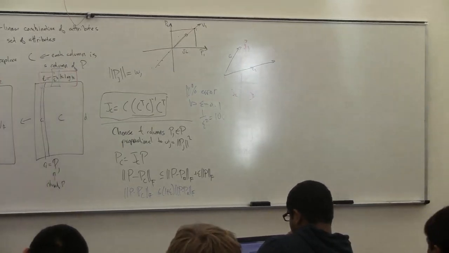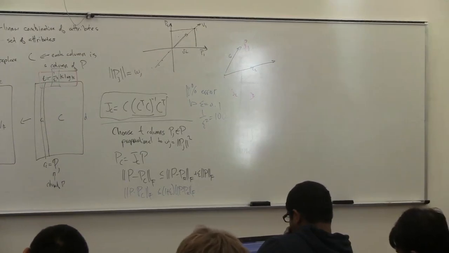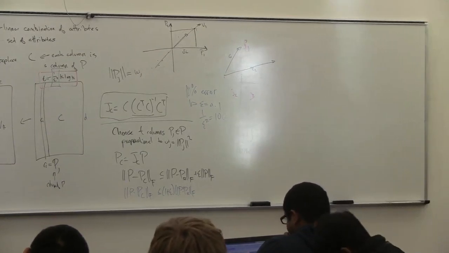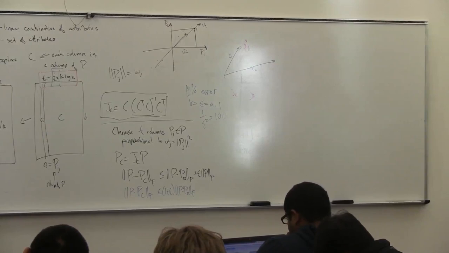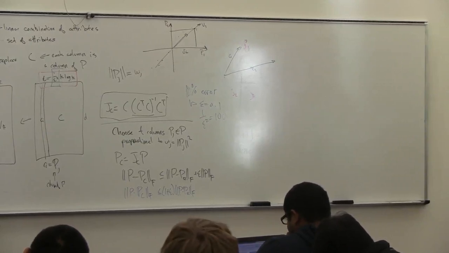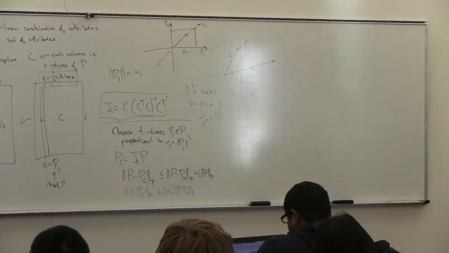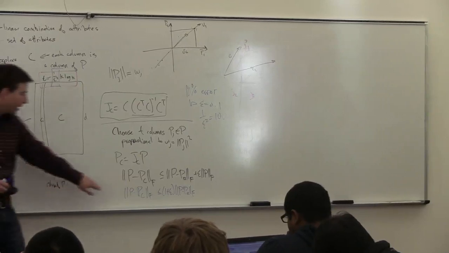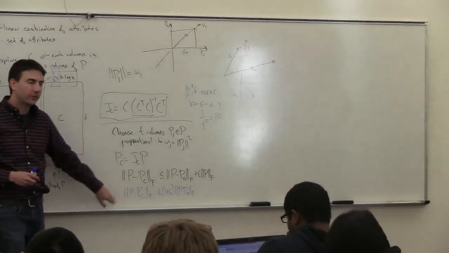So the one here you can do very efficiently in a streaming setting. Every time you see a new item, you can sample it according to this weight. Here you need to create the SVD first. So this one is not going to be any more efficient, but it'll give you an error bound which is better. So that's going to be the advantage here.